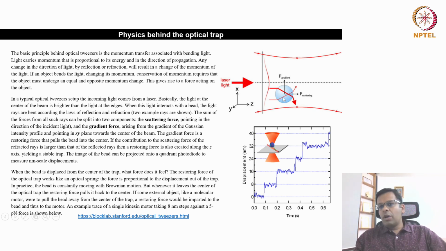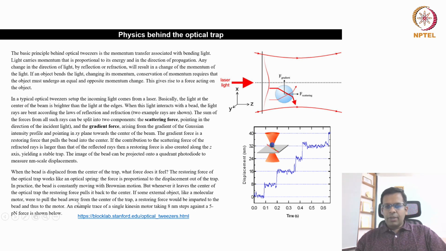So let's suppose you have conjugated this bead with some kind of biomolecule, a motor protein or DNA or anything. If those biomolecules try to pull this bead, then this gradient force will try to pull this bead back to the center of the laser beam, and that force will be imparted to that biomolecule, whatever it is, the protein or the DNA, whatever you have conjugated with the bead. So this is how the force from the bead is imparted to your biomolecule.